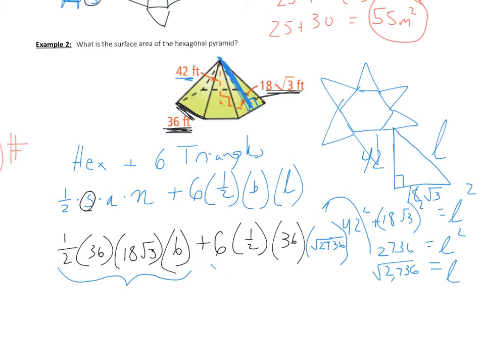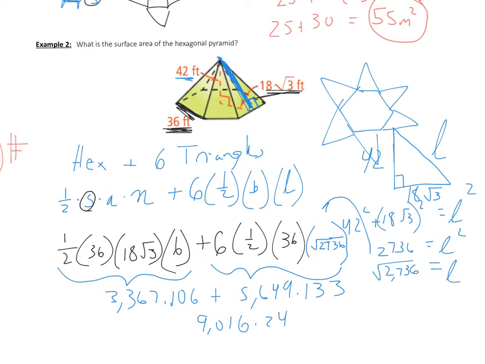I'll put this first one in. So for the first one, I will get 3,367.106 plus, in the second one I get 5,649.133, and when I add those together, I get a total of 9,016.24 square feet.